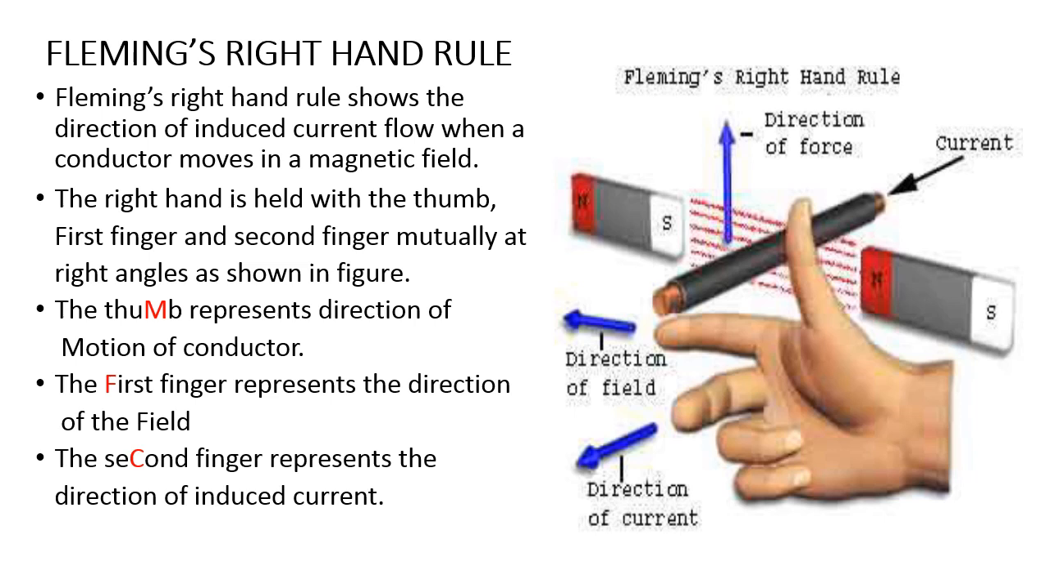The direction of induced EMF or induced current can be determined by Fleming's right hand rule. This rule is: the right hand is held with the thumb, first finger and second finger mutually at right angles as shown in figure. The thumb represents the direction of motion of conductor. The first finger represents the direction of the field and the second finger represents the direction of induced current.